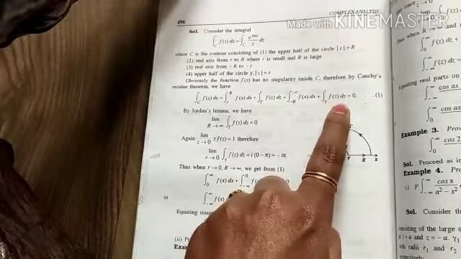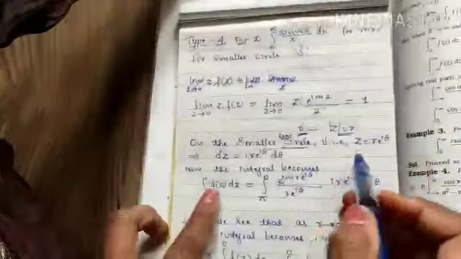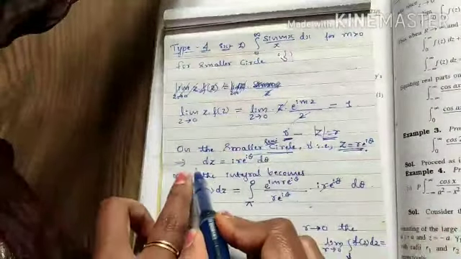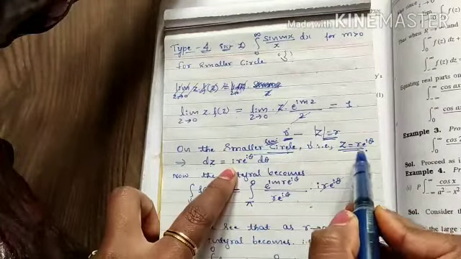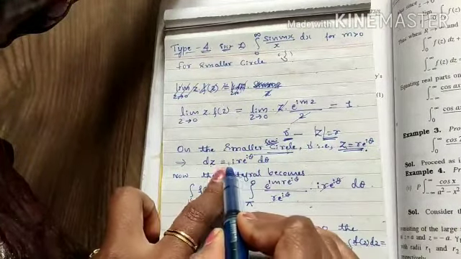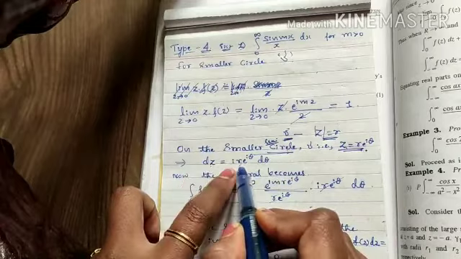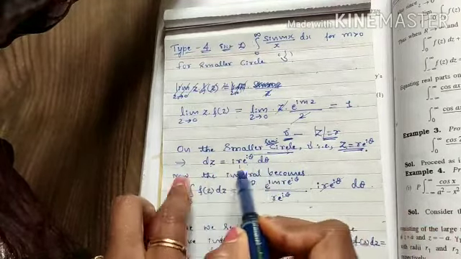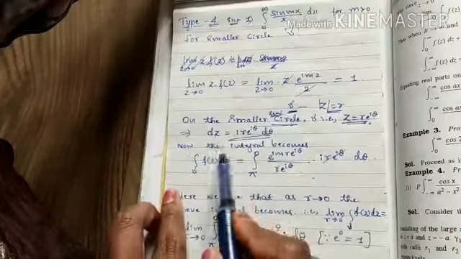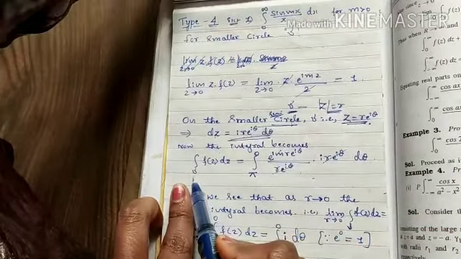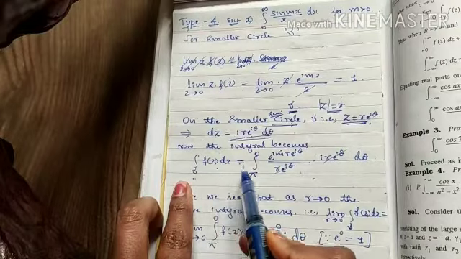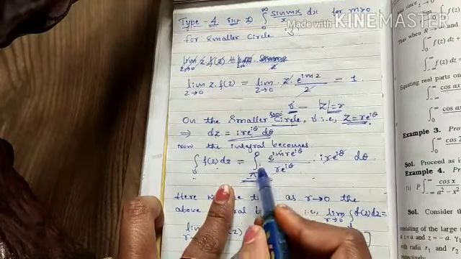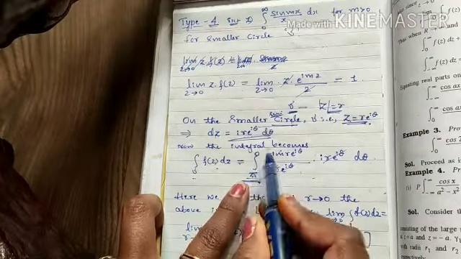Clear? For that purpose, I am going to consider here z which is equal to r into e to the power of i theta. Therefore, dz becomes, that is derivative of this function with respect to z, dz which is equal to i into r into e to the power of i theta into d theta. Clear? Now the integral value becomes integration over gamma f of z dz which is equal to, since it is a semicircular region, you have to consider from pi to 0.